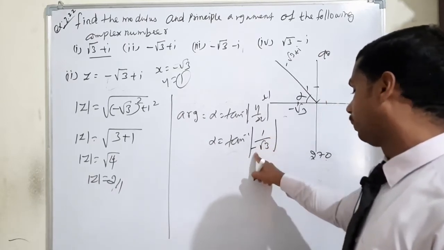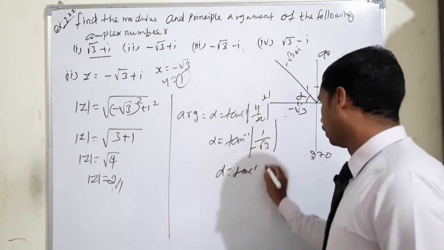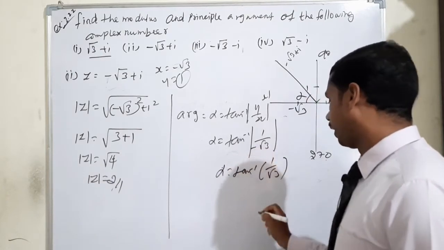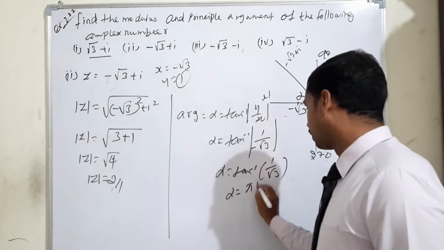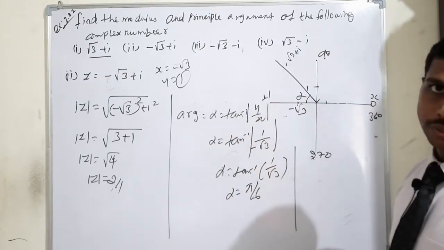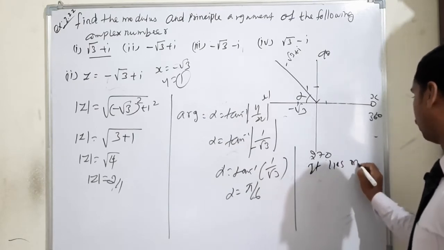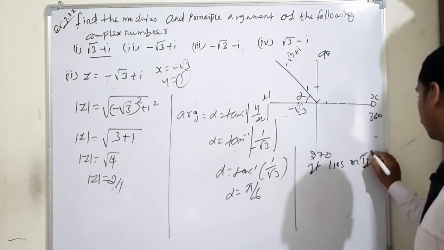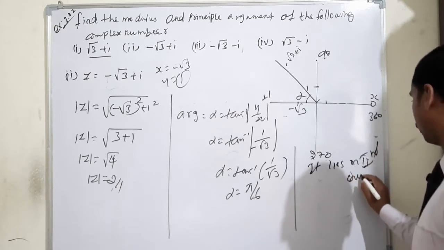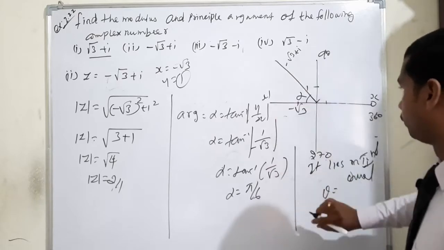If you remove the modulus, all the terms will be positive, isn't it? So alpha is equal to tan inverse 1 by root 3. Again, 30 degrees, no? So 30 degrees means alpha is equal to pi by 6. But x is negative, y is positive, so definitely we can say it lies on the second quadrant.